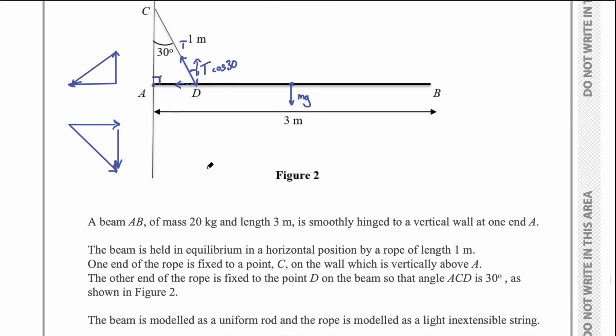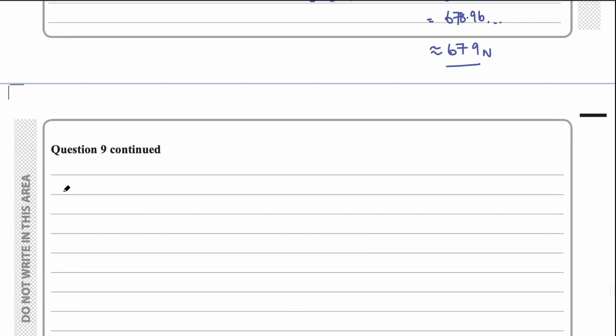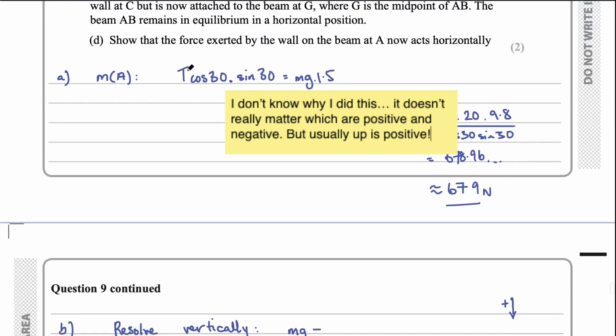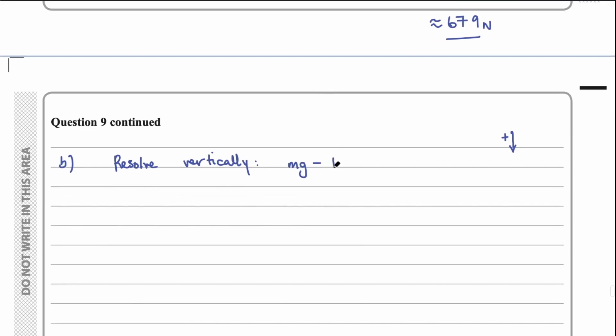Okay, so let's get started on part B. We want to resolve vertically. The vertical forces are the weight force, and for this, let's assume that the forces going clockwise are positive. So the weight force will be positive. We'll take away the force going in the anti-clockwise direction, which is the tension force from the rope. We said that was T cosine 30. So let's take that away.